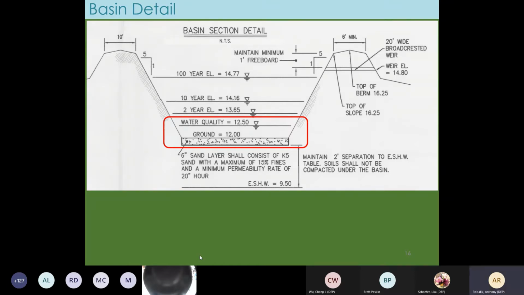So the sand layer has to be 6 inches, and so really from the ground elevation that you would walk on if you were in the basin, it's really 2.5 feet of separation from the seasonal high water table. And that's exactly what they're showing on this detail, and so that's great. But we really need to check the soil logs to determine if the seasonal high water table is actually at elevation 9.5.